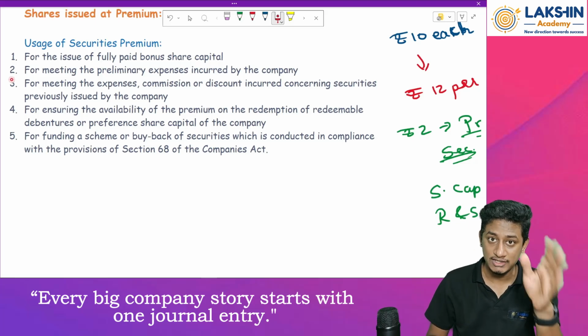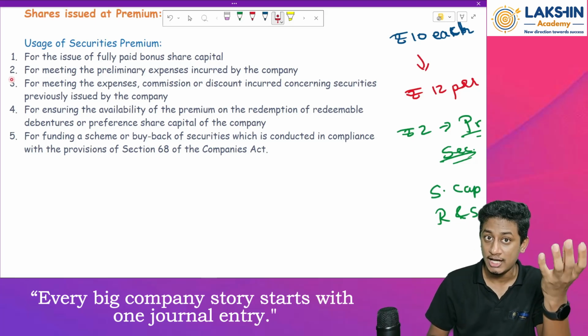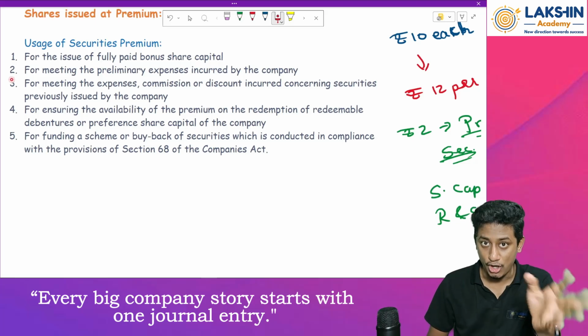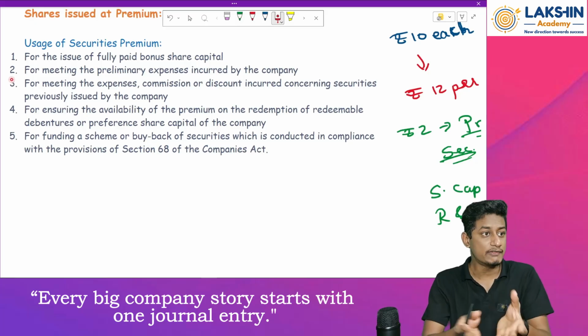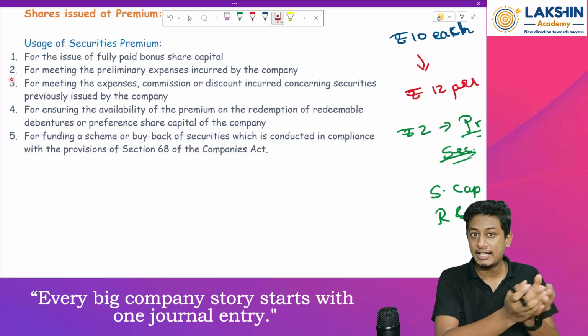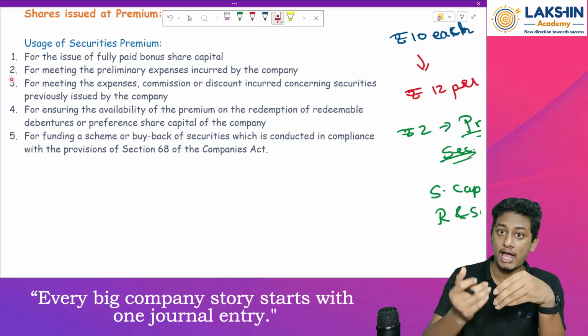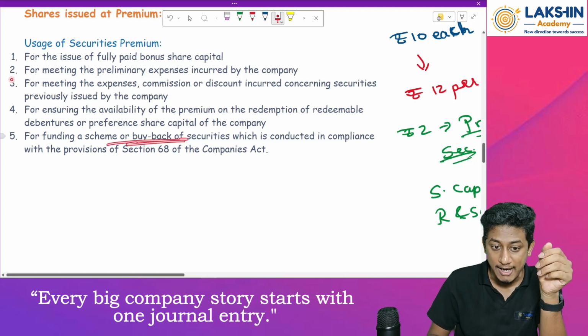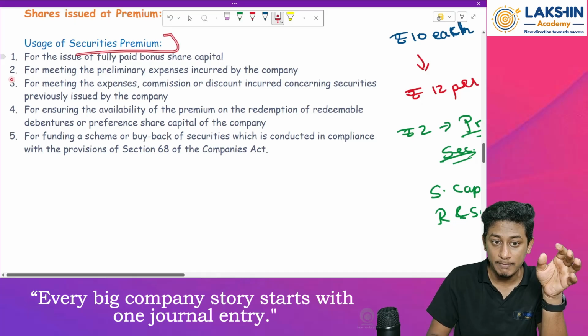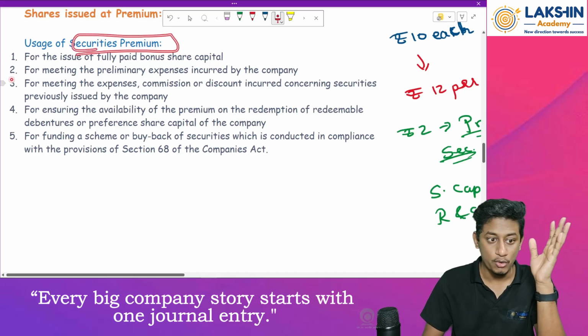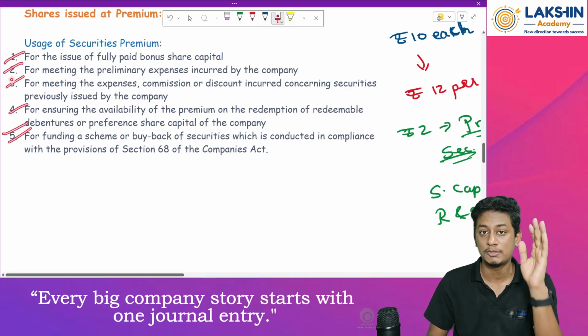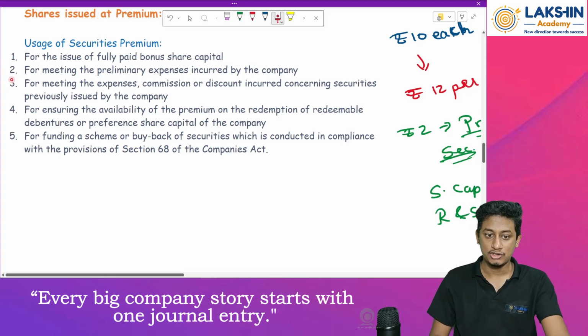See, always remember, in a business, if you have more money, it's not a good thing. If you're not using that idle money, it will simply be there. It won't make kids over there, right? So because of that, I will pay off whatever extra money I have. For that buyback, I can use the money from the securities premium. Clear? Only for these 5 purposes, securities premium can be used. Clear? Okay. So now going to the questions.